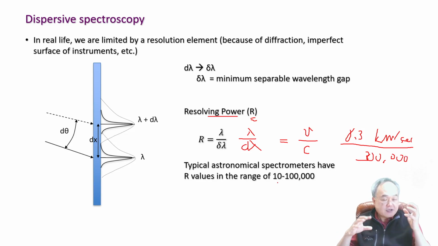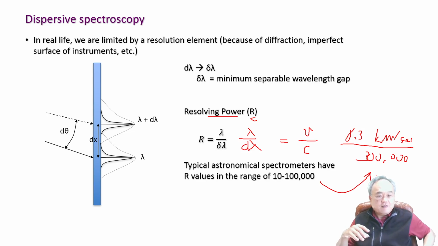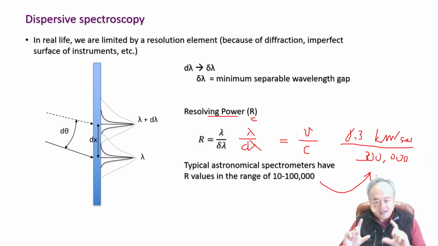So in modern day, resolving power instruments often obtain 100,000 or 200,000 resolving power. But then an additional factor of maybe 4 or 5 is obtained with very sophisticated data reduction techniques.